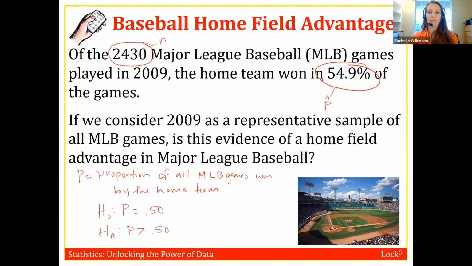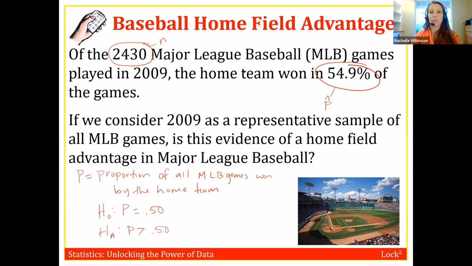They won't always give you P hat. Sometimes they'll give you a count. Like they might just tell you that they won, I don't know how many that is off the top of my head, but let's say 1,700 games, and then you would have to compute P hat. Remember that P hat is a proportion, so it's always going to be a number between 0 and 1, or between 0% and 100%. So I've got my sample statistic here.